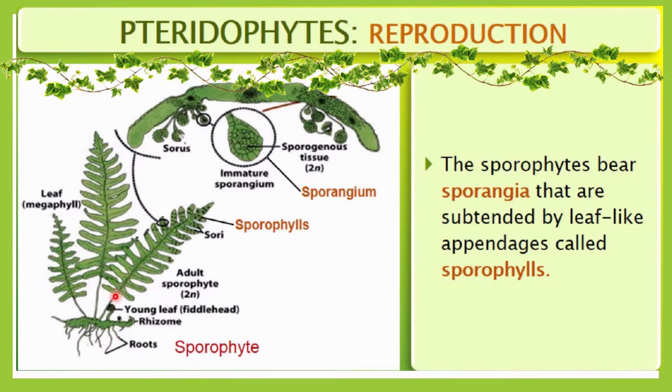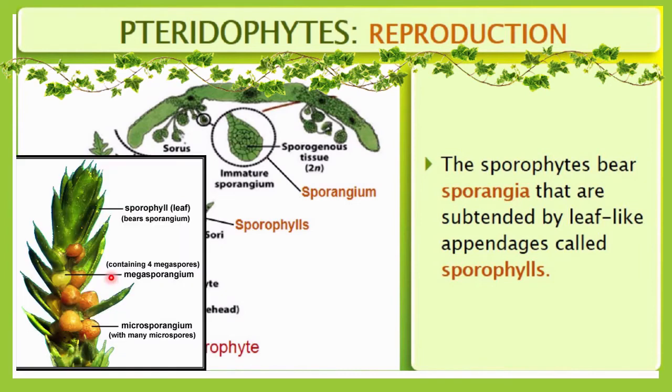You know very well these are all leaves of the plant. On some plant leaves you can see that some leaves contain sporangium, which is responsible for the formation of spores. Such a leaf on which sporangium is formed is called a sporophyll, subtended by leaf-like appendages. Let me explain more using this diagram. Suppose this is a sporophyll, a leaf-like structure which will bear sporangium.